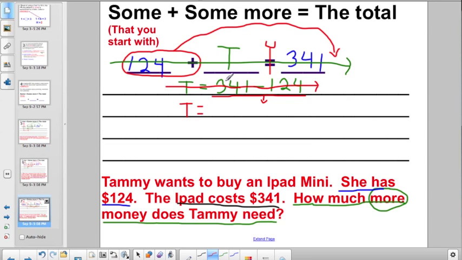But this is a little tricky. 341 minus 124. I might want to set this up just somewhere on a scratch piece of paper. I'm not going to mess up my nice, neat horizontal lines for this. I don't want to go ahead and do that. And t is equal to 217. Okay, let's keep going on.